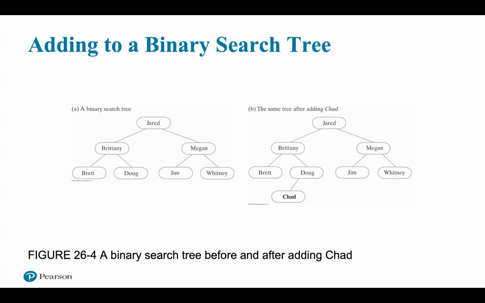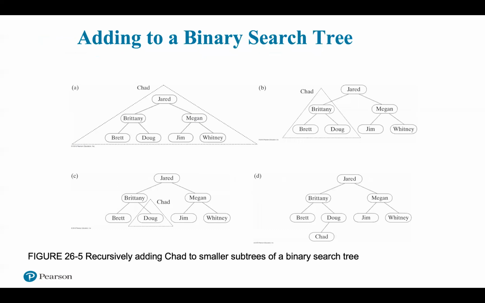Now getEntry will be able to locate Chad by making the same comparison we just described. That is, getEntry will compare Chad with Jared, Brittany, and Doug before locating Chad. Notice that the new node is a leaf. So in terms of a recursive implementation, the method add has an elegant recursive implementation.